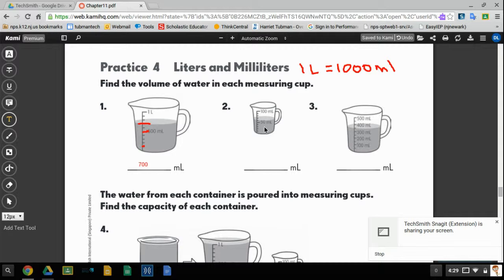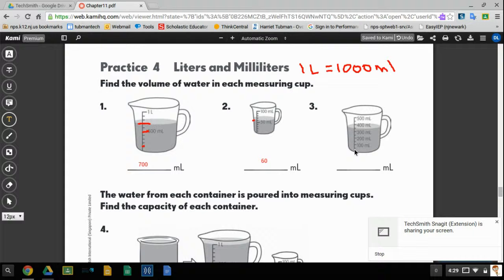Okay, let's look at this now. So this is 50. So now I know that these are increments not of 100, but of 10. So if I count it, that's 10, 20, 30, 40, that's 50 right over there, and right on top of that 60. So over here I have 60 milliliters.